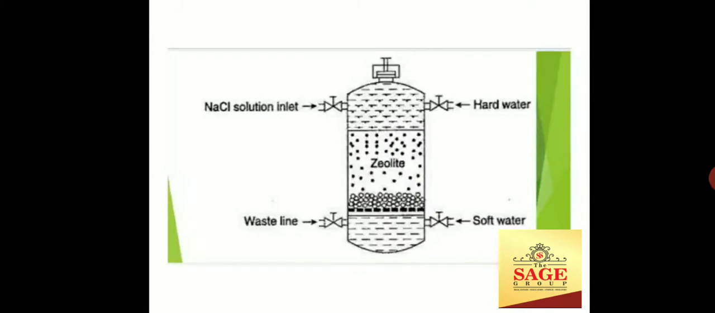You can see the diagram of the zeolite bed, a very simple diagram: a cylinder having zeolite in the middle, that is the zeolite bed. When we pour hard water, it goes through the zeolite bed and exchange of ions takes place, and in the end we get soft water. Now in this diagram you can also see the NaCl solution inlet; we will discuss the role of this NaCl.